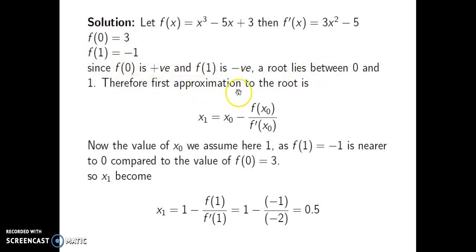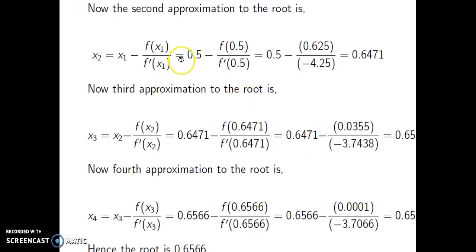Therefore, the first approximation x1 equals, we have the formula. Now the value of x0 we assume here is 1, as f of 1 is minus 1, which is nearer to 0 compared to the value of f of 0, which is 3. So x1 becomes 1 minus f of 1 upon f dash of 1. We calculated this using a calculator and x1 becomes 0.5. Now the second approximation to the root is x2 equal to x1 minus f of x1 upon f dash of x1.